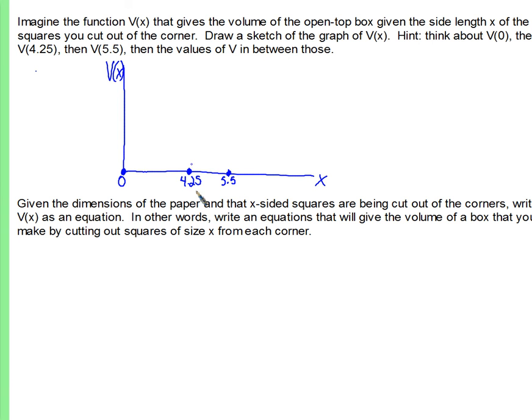Now all this stuff is kind of nonsense. You're going to get negative volumes there. But what do you get in between a zero volume and a zero volume when you cut out squares? Positive volumes. Somewhere up here, and then coming back down, obviously it has to come back down towards that zero volume. Here we'd get negative volumes, which don't make a lot of sense. Do you think there's a maximum volume, like a best size square to cut out? Yeah. That's what we're going to try to figure out. It's going to be right there in the middle. I want you to do number 2 for homework. Write the equation for V of x.